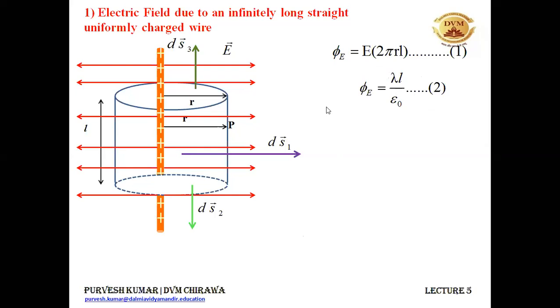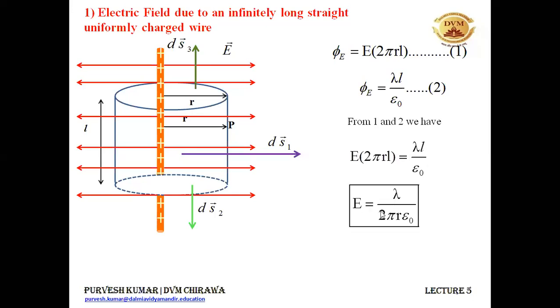We can write E into 2 pi RL is equal to lambda L upon epsilon naught. This L gets cancelled out with this L, and you are left with the electric field is equal to lambda upon 2 pi R epsilon naught. So the electric field at a point P, which is at a distance R from this infinitely long straight uniformly charged wire, comes out to be E is equal to lambda upon 2 pi R epsilon naught.